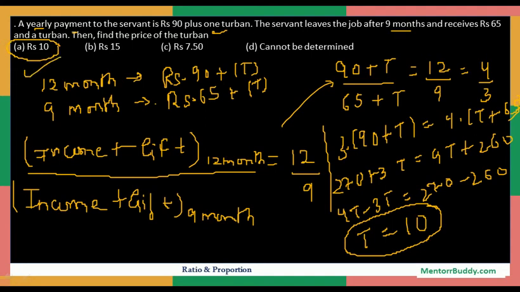So in this question we can see generally we have to work on the logic of ratio and proportion. In case they had asked us the salary, in that case it is already given, that is 90 and 65, but the cost of the turban will be another 10 rupees.